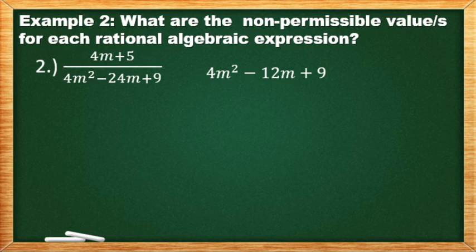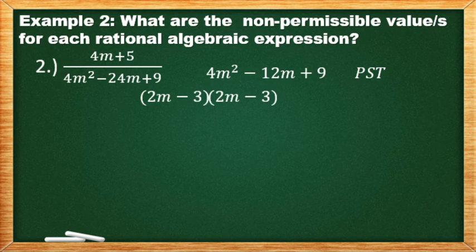Okay. So, square root natin. What is the square root of 4m squared? 2m. What is square root of 9? 3. Observe, the operation of the middle term, minus. So, therefore, meron tayong 2m minus 3 using PST. So, 2m minus 3 times 2m minus 3. Since magkapareho lang yan sila, isolve na lang natin yung isa. Kasi same results lang naman. So, magiging 2m minus 3 is equal to 0.